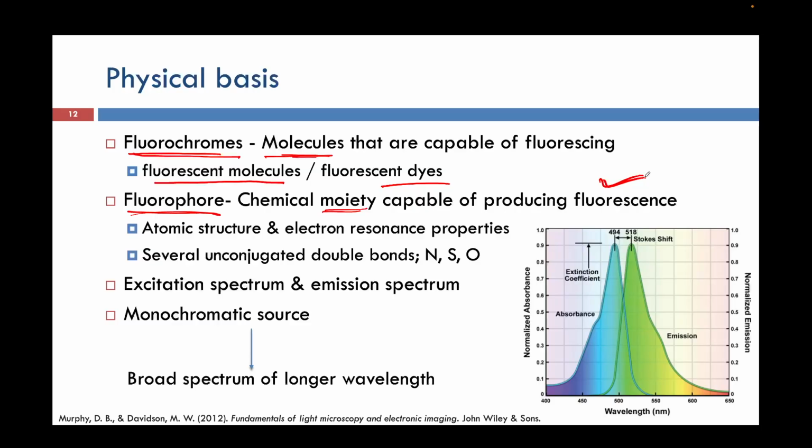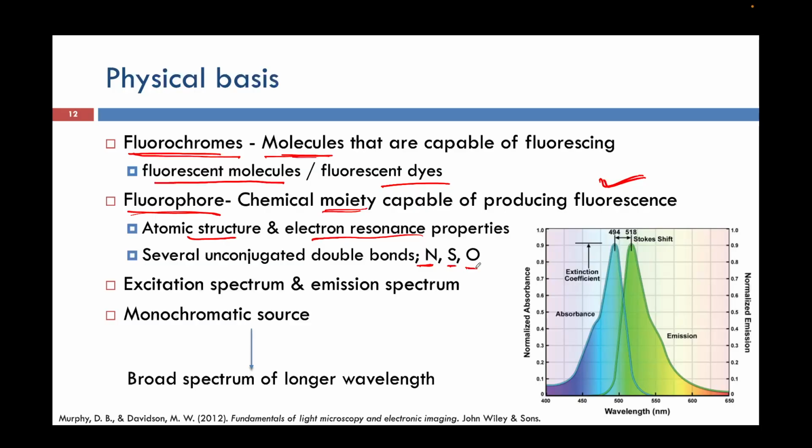And this fluorophore is dependent on the atomic structure of a material and its electron resonance property. What is there inside the fluorophore? Several unconjugated double bonds, which generally contain the nitrogen atom, the sulfur atom, as well as the oxygen atom.